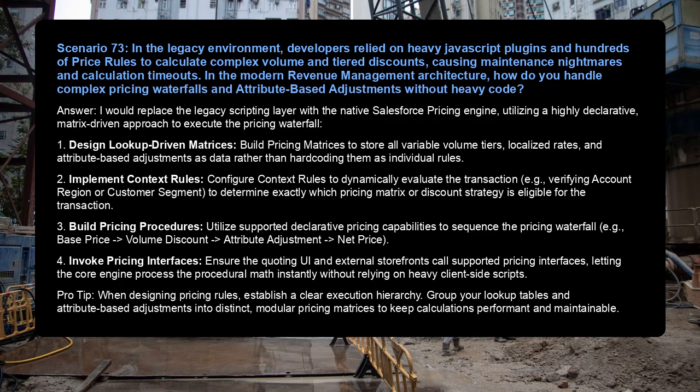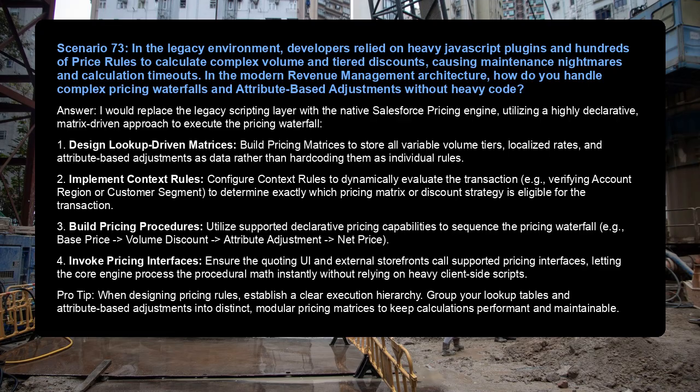1. Design lookup-driven matrices. Build pricing matrices to store all variable volume tiers, localized rates, and attribute-based adjustments as data rather than hard-coding them as individual rules. 2. Implement context rules. Configure context rules to dynamically evaluate the transaction, for example, verifying account region or customer segment to determine exactly which pricing matrix or discount strategy is eligible for the transaction.